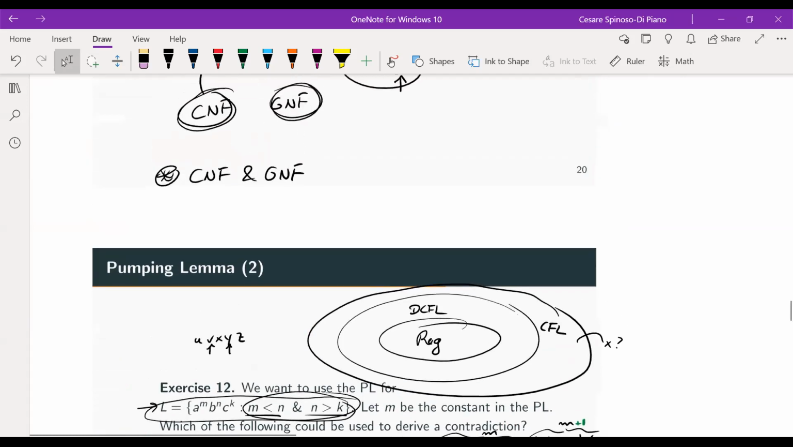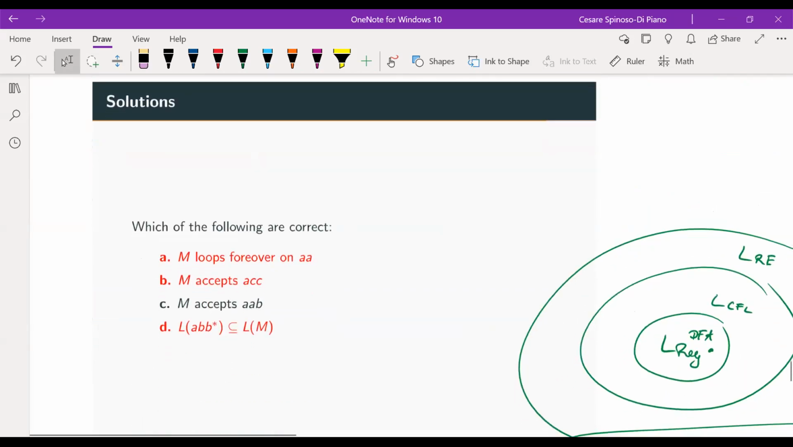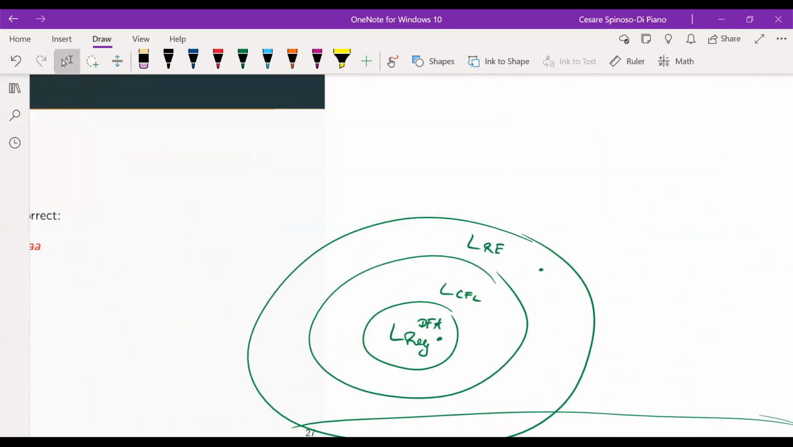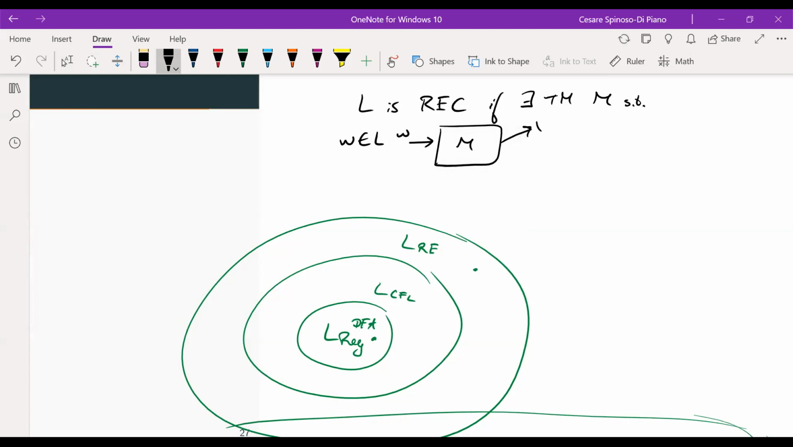What's the difference between recursive and recursively enumerable? Basically, L is recursive if there is a Turing machine M such that if you feed W into M, then it's either going to answer yes or no for every W, meaning that it's always going to halt on every input, okay?